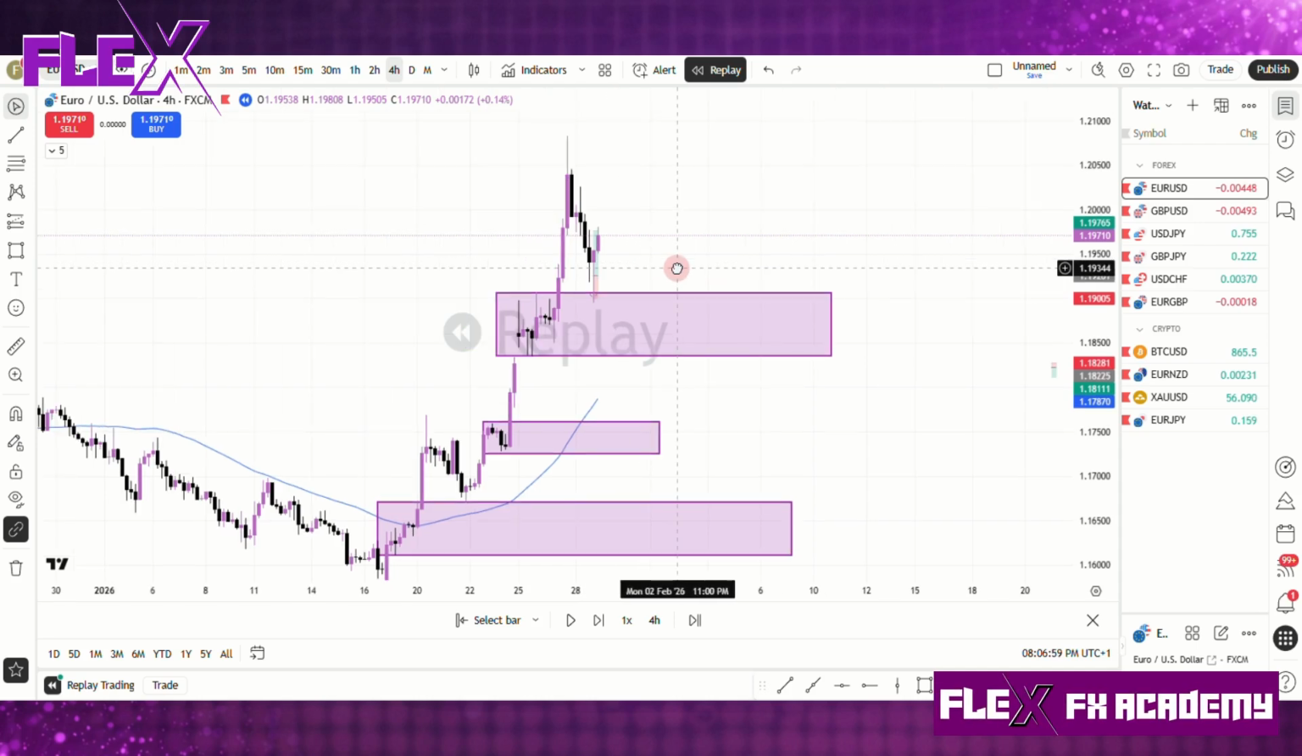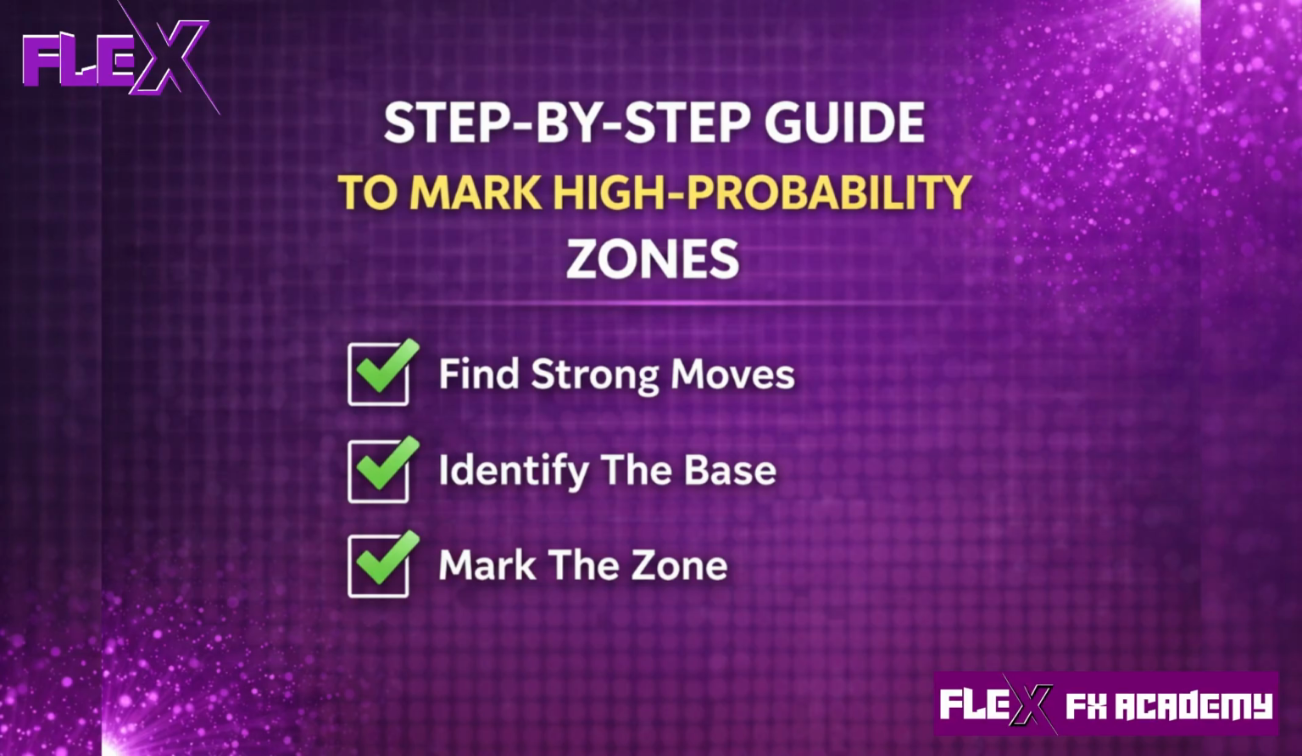Your demand and supply zones are failing, and that's exactly why you are losing trades. But here is the truth. It is not the strategy that is the problem. It is how you are marking your zones. In this video, I'll be showing you the right way to mark your demand and supply zones for better results.